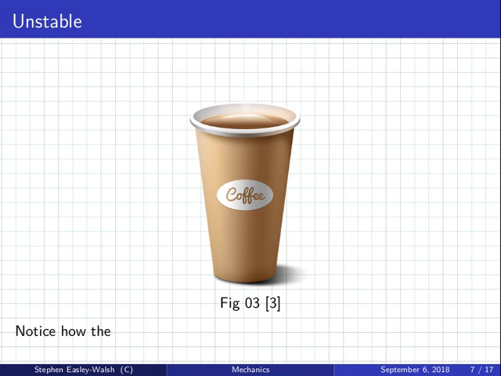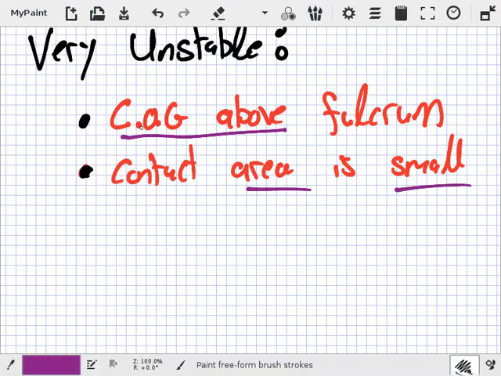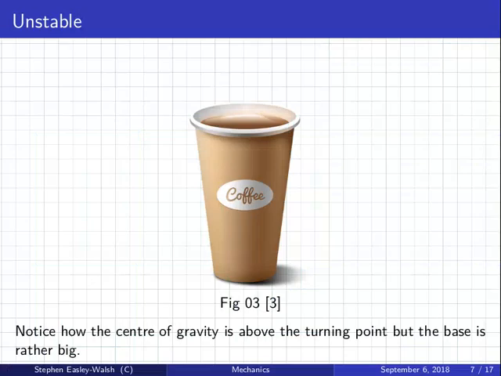If you want to write that down: the center of gravity is above, but the base is kind of big. You can write it in this structure if you want. Center of gravity above, contact area is big. That's the only difference. So if you make note of that somewhere.